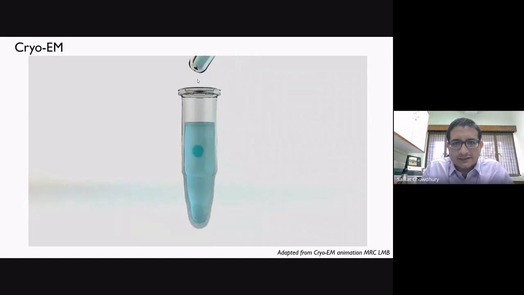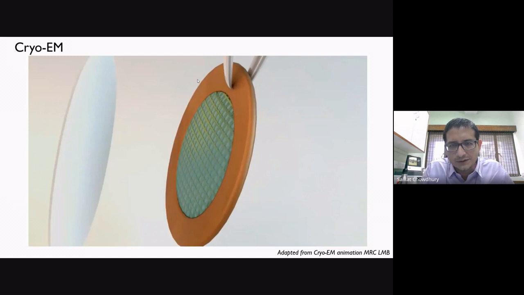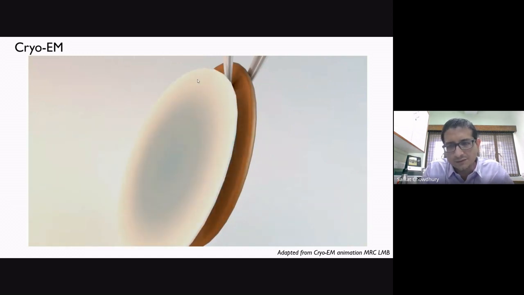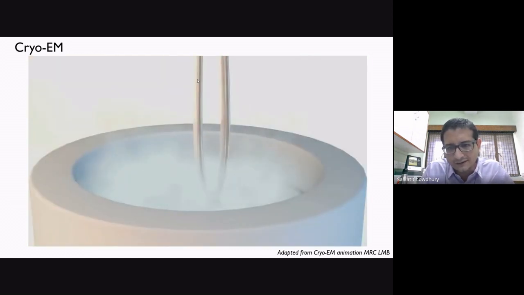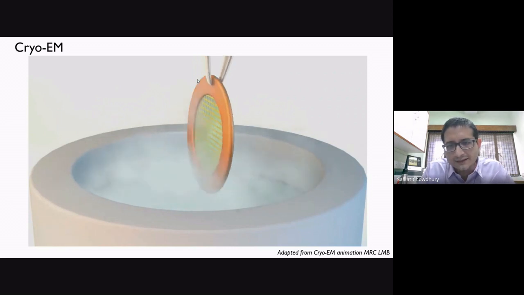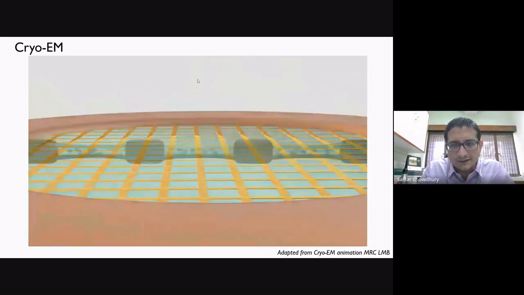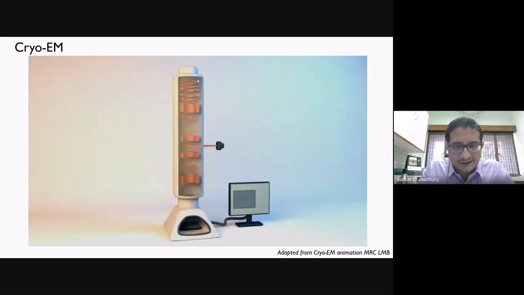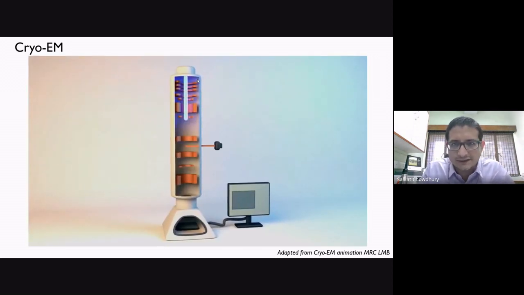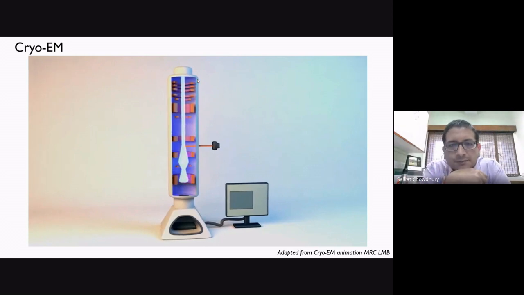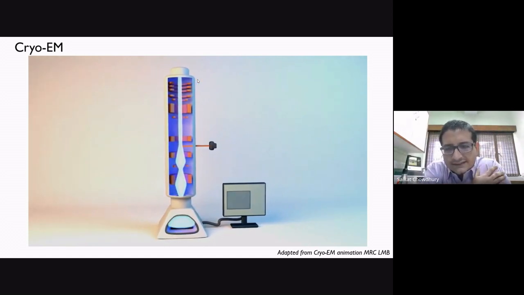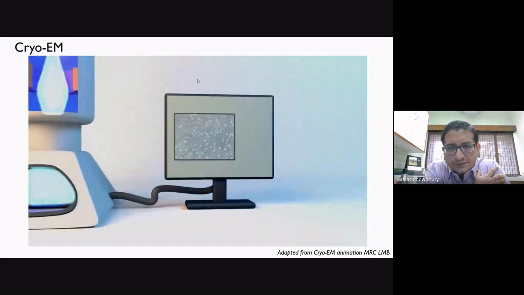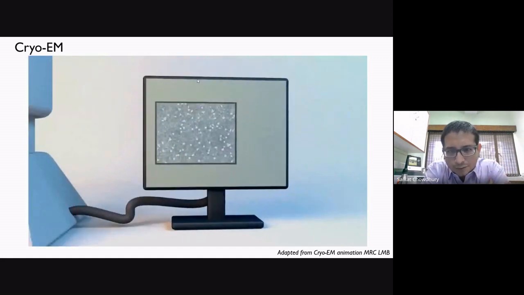So this is an animation from LMB MRC where it shows that you have your protein, you put it on a grid. This is how it would be. You smack it with the filter paper, then it gets dunked into liquid ethane, and then it's all vitrified. And then you have these holes, which I just showed you before. In that hole, you have a thin sheet of ice where your protein is tumbling. Put it in an electron microscope. The electron beam comes through. It goes through a series of lenses, and then you get a micrograph where you can see the zoomed view of your proteins. These are the individual protein molecules that are there.